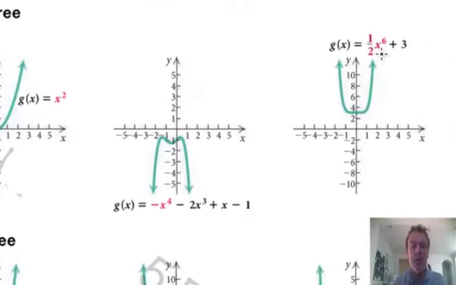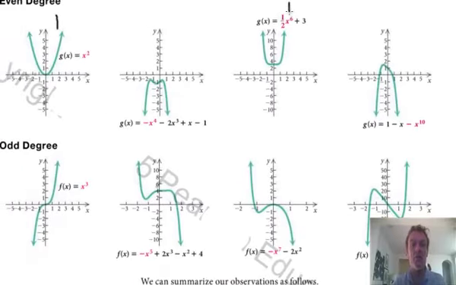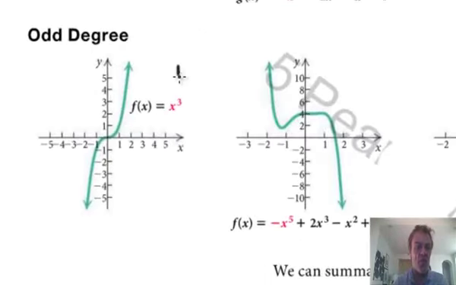Again, another positive even, just like this one. Positive even, positive even. Look, both going up as they go to the left and the right. So this one was positive, this one was positive, this one's a negative. This one here, negative x to the 10th, negative. Can you see they're both going down? Even degrees.